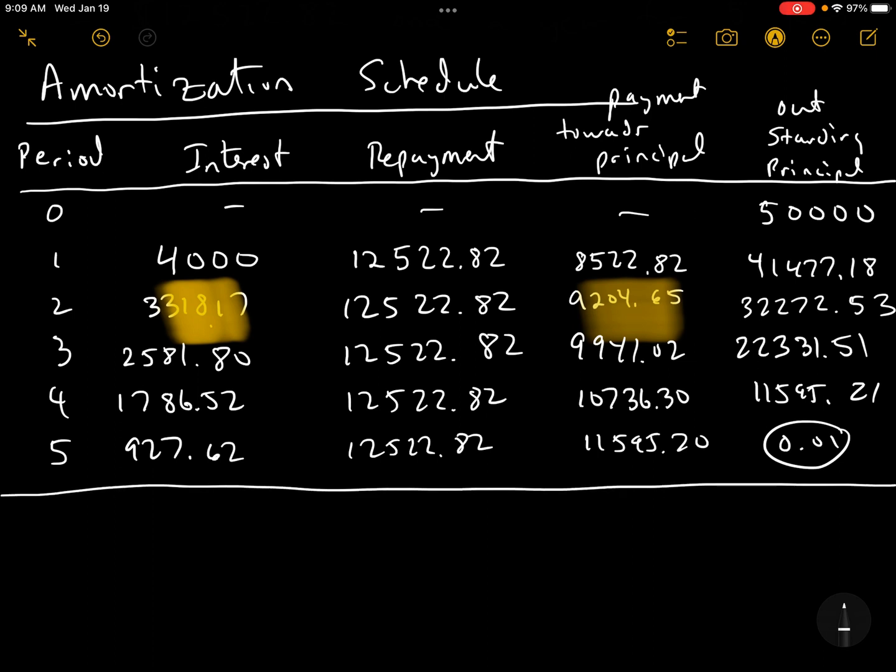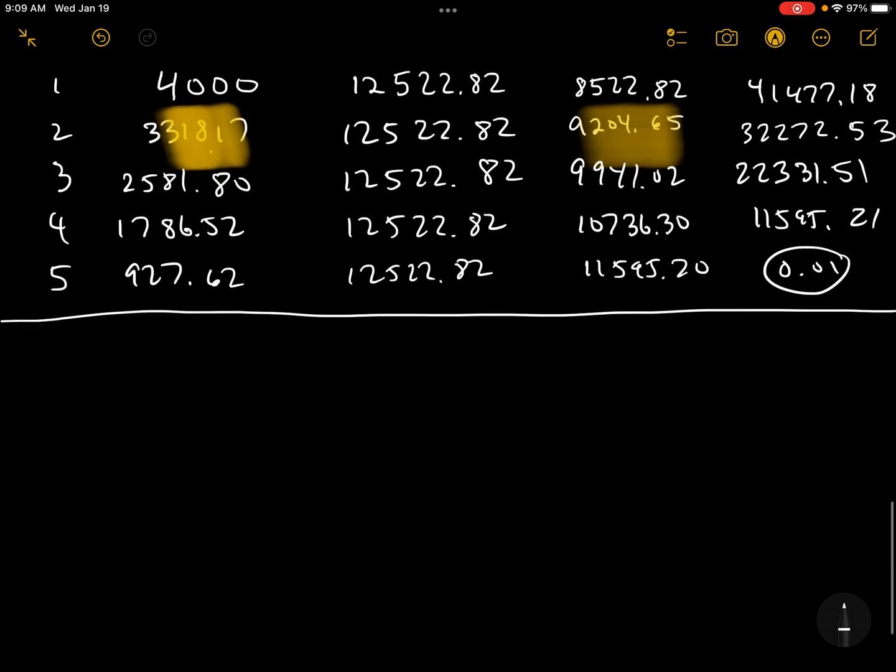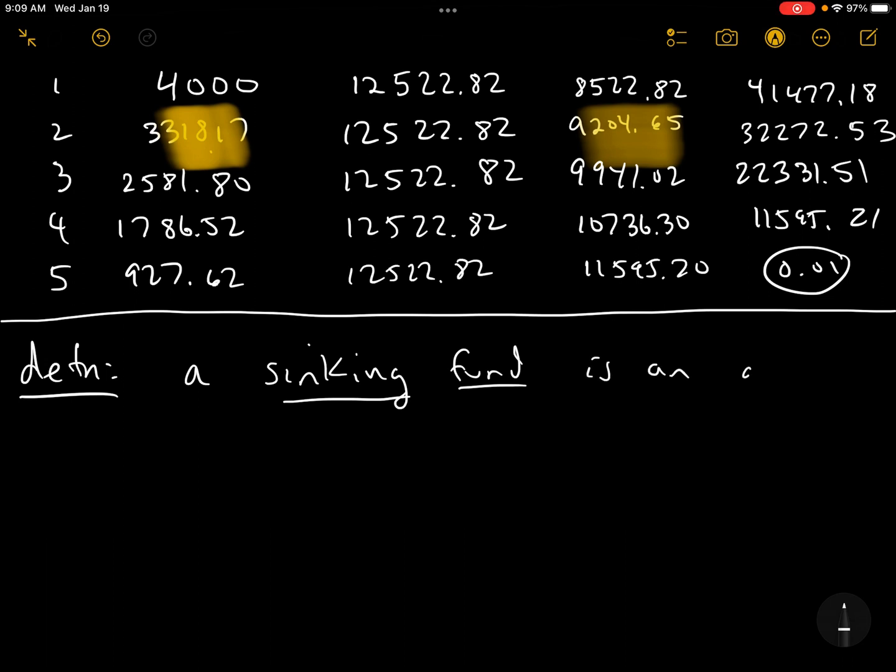And now we're talking about sinking funds. This is kind of cool. I've never heard of this before. I guess I have. I didn't know it had a name. So start with the definition here. A sinking fund is an account set up for a specific purpose at a later date.